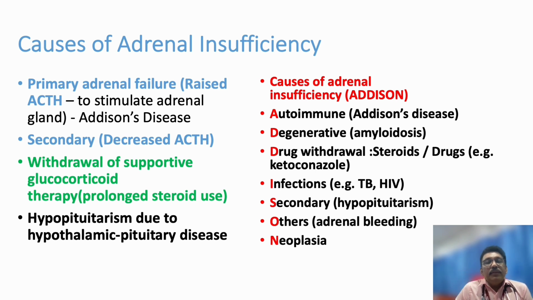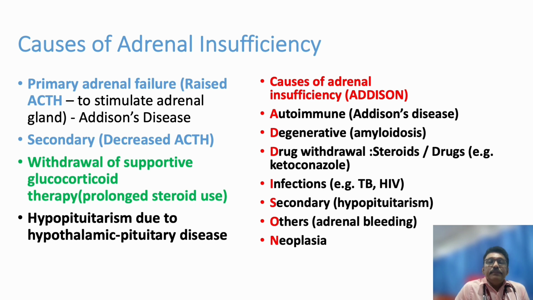Hypopituitarism due to hypothalamic pituitary disease, that is a fourth one. But we will not go to the details of this type of syndromes. That will take longer time. To explain all these things, we need more classes.